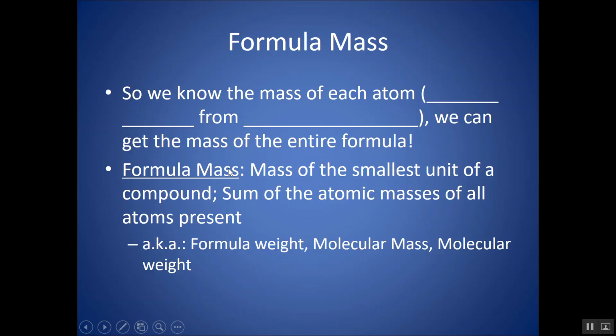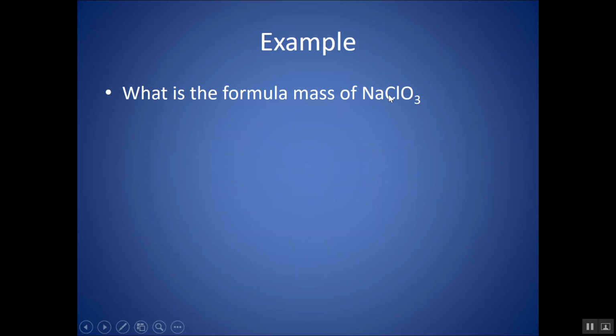Okay, so the formula mass is, you can look up the mass of each atom from the periodic table. We get what's called the atomic mass. That's the mass that's written on your periodic table for each element. So if you have an entire formula, you can just add up the masses of each of those atoms that are present, and that would be called the formula mass, the mass of the formula. So it's the mass of the smallest unit of a compound. It's the sum of all the atomic masses of the atoms present. This is sometimes also called formula weight, or molecular mass, or molecular weight, and later we will also see it being called molar mass. Okay, so what is the formula mass of NaClO?